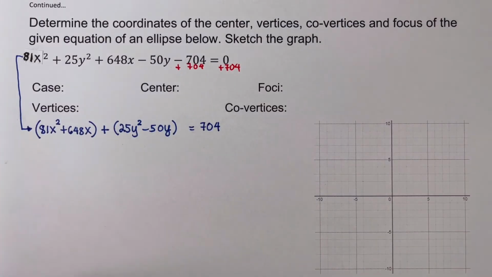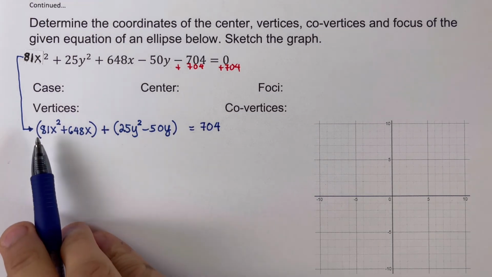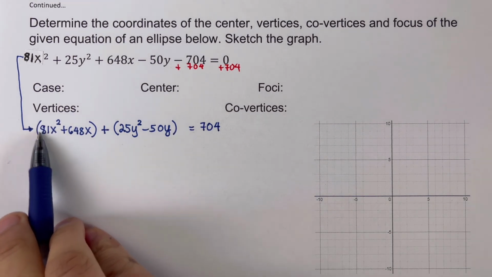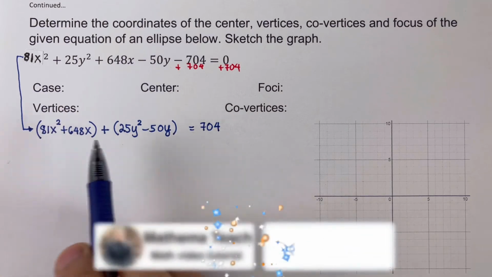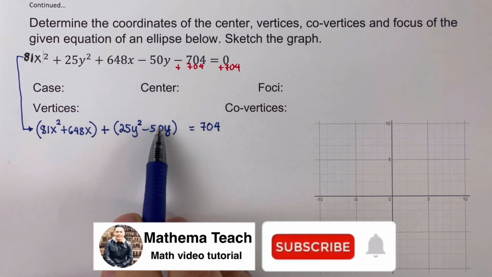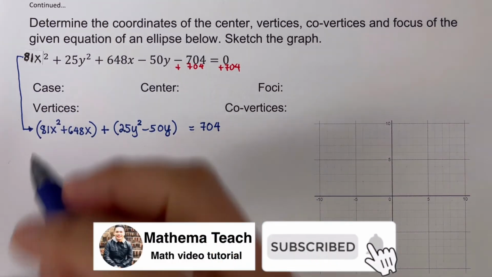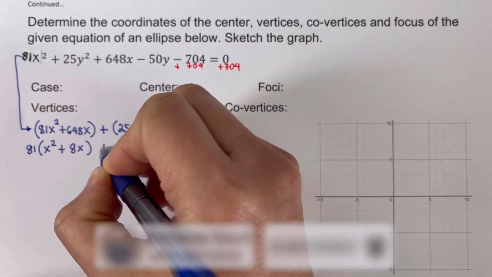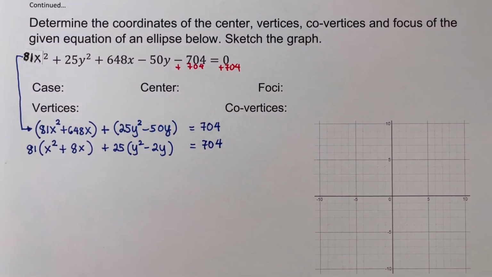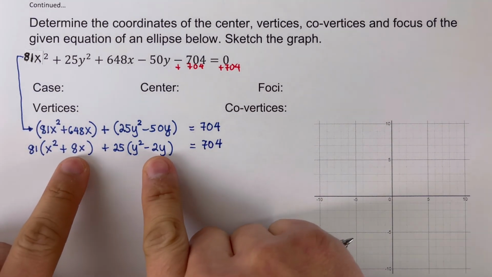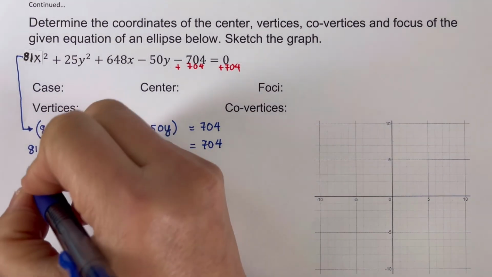Okay, so what we do next is we are going to factor out 81 from this expression right here and factor out the 25 from this expression. So this equation would come out. Now what we do next is we're going to add blanks to this quantity right here. So this equation would come out.